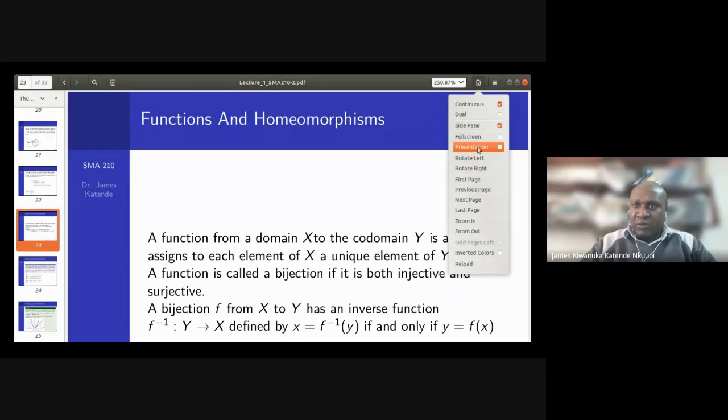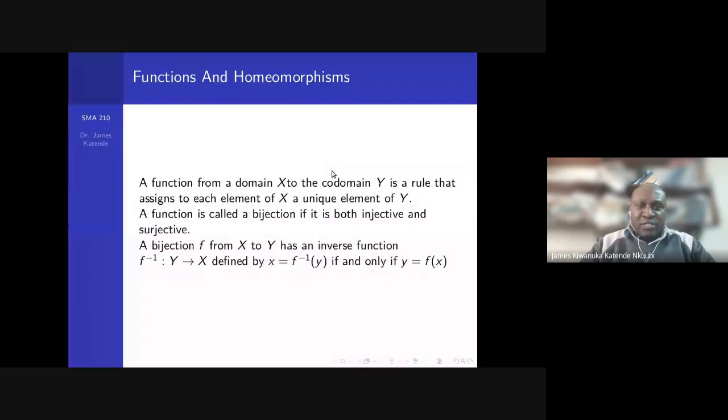So today we shall start on this section for functions, talking about functions and homeomorphism. So we'll define a function. A function usually requires two things. You need a domain and a codomain. So the domain is X in our case, and the codomain is Y. And then you need a rule that picks an element from X and assigns it to a unique element of Y. So that gives you a function. So the keyword here is unique.